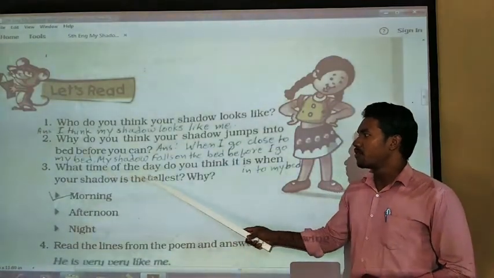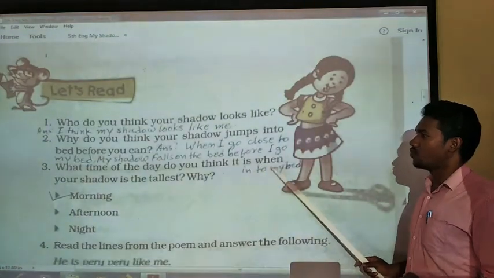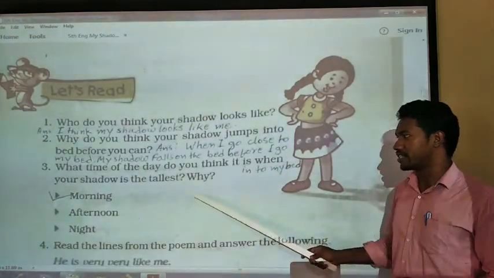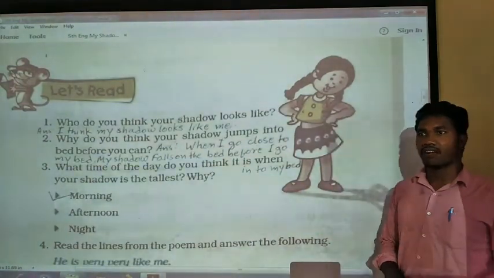What time of the day do you think it is? Okay, it is when your shadow is the tallest, and why? Okay, what time of the day? What time of the day?